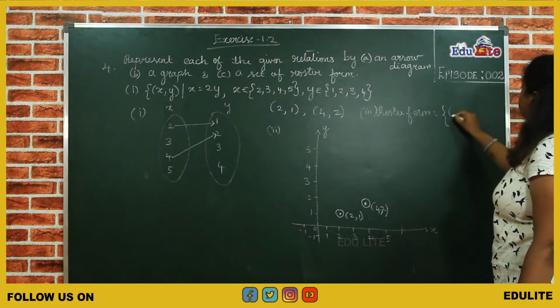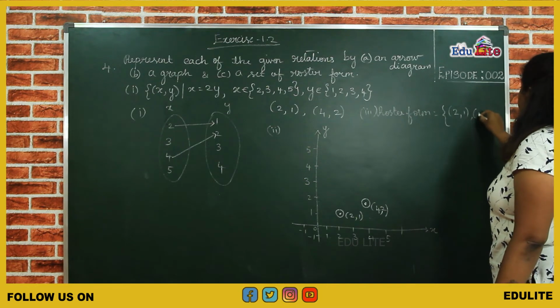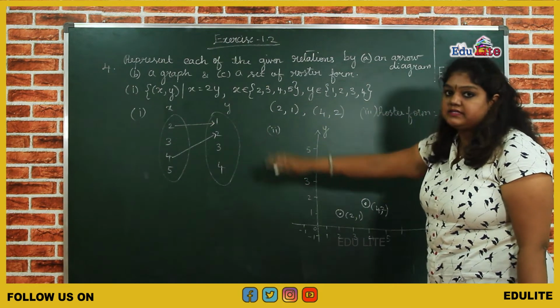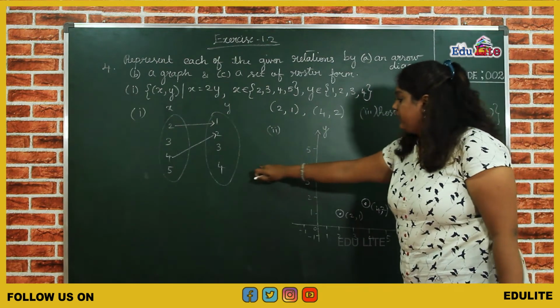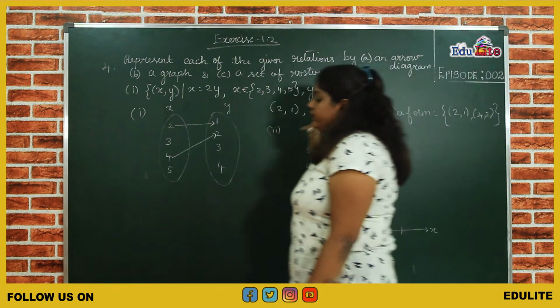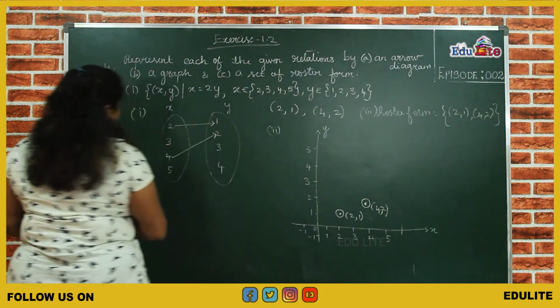So it will be 2, 1, 4, 2. So for the following relation, we have represented it in 3 ways: arrow diagram, graph and roster form. We have to do it for the second subdivision, in the same format.